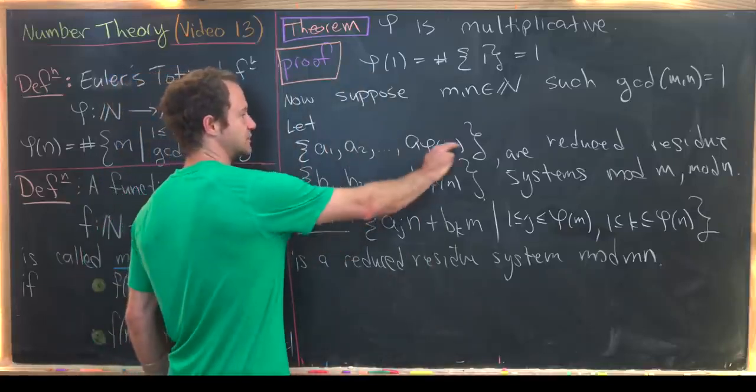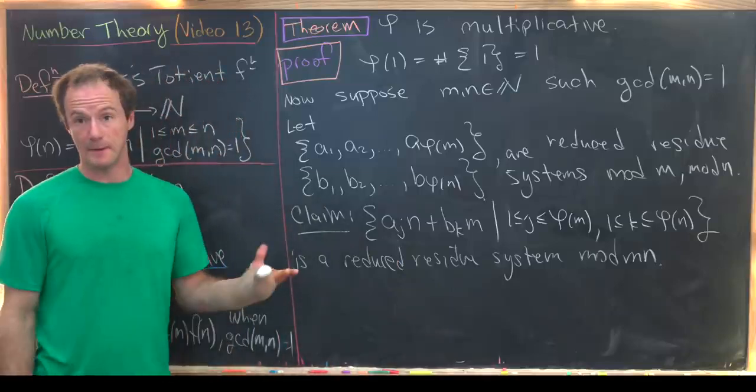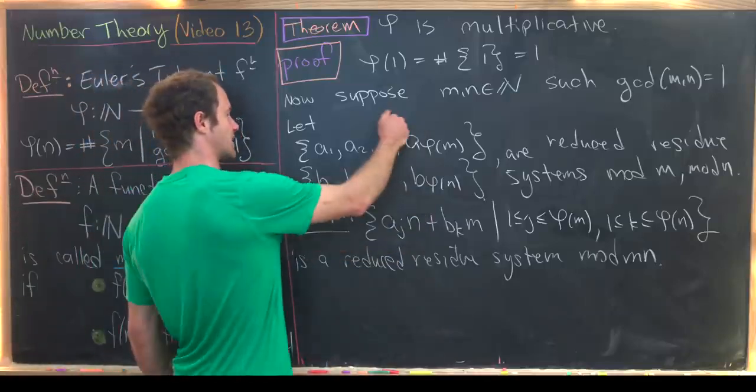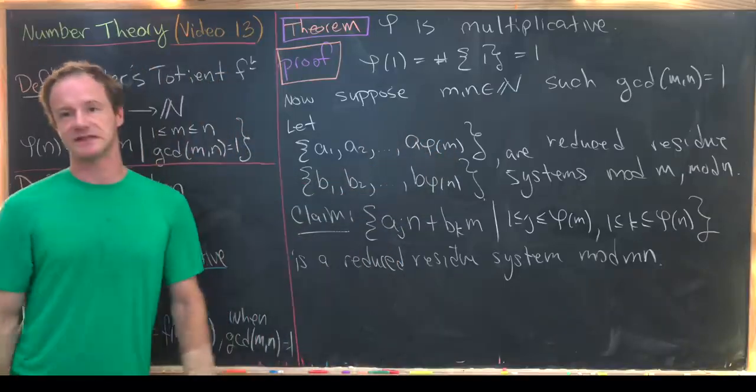Okay, well, let's see maybe how this would help. So this is a reduced residue system modulo m, and how many elements are in there? Well, there are phi of m elements in there.